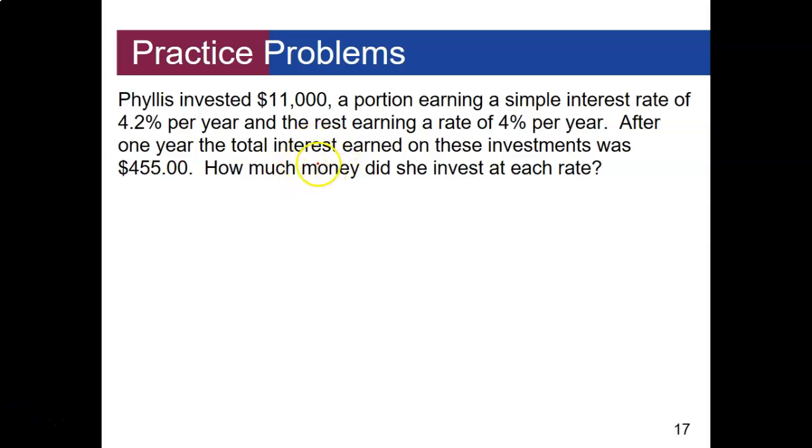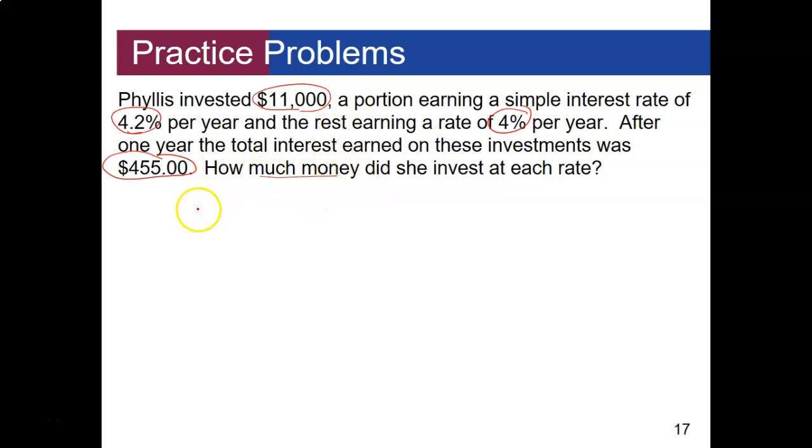Okay, here's another investment problem dealing with interest. Phyllis invests $11,000, so that's going to be her total that she's investing. A portion earns a simple interest rate of 4.2% per year. The rest earns a rate of 4% per year. After 1 year, the total interest earned on these investments was $455. How much money did she invest at each rate?